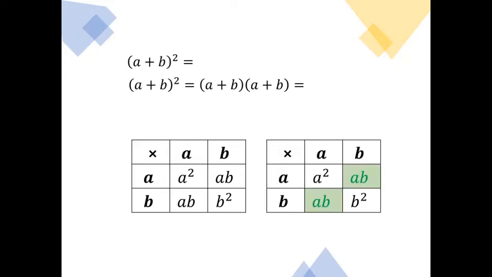Next thing you need to do is collect any like terms. And I can see on that diagonal I've got two ab terms, so I can combine those together. Putting that all together, I can see that the expansion of (a + b)² is a² + 2ab + b².